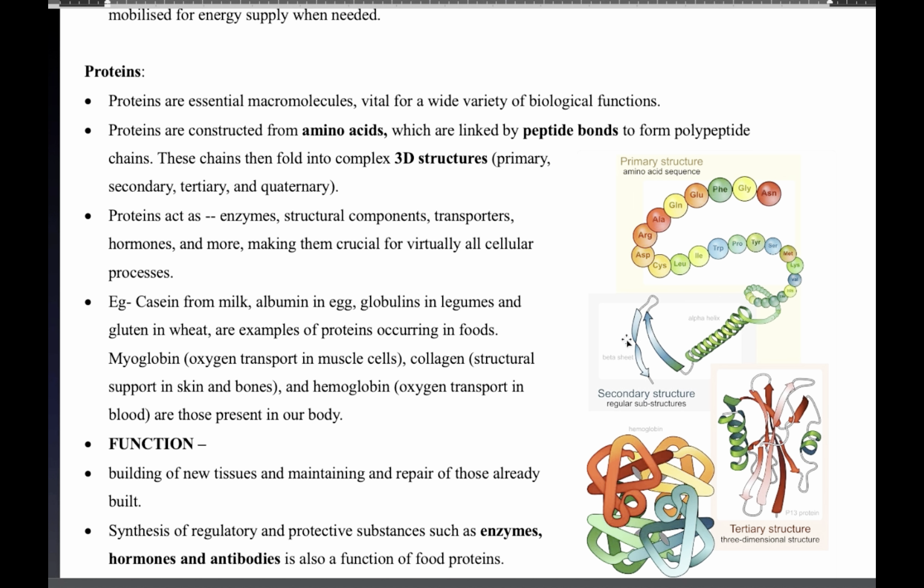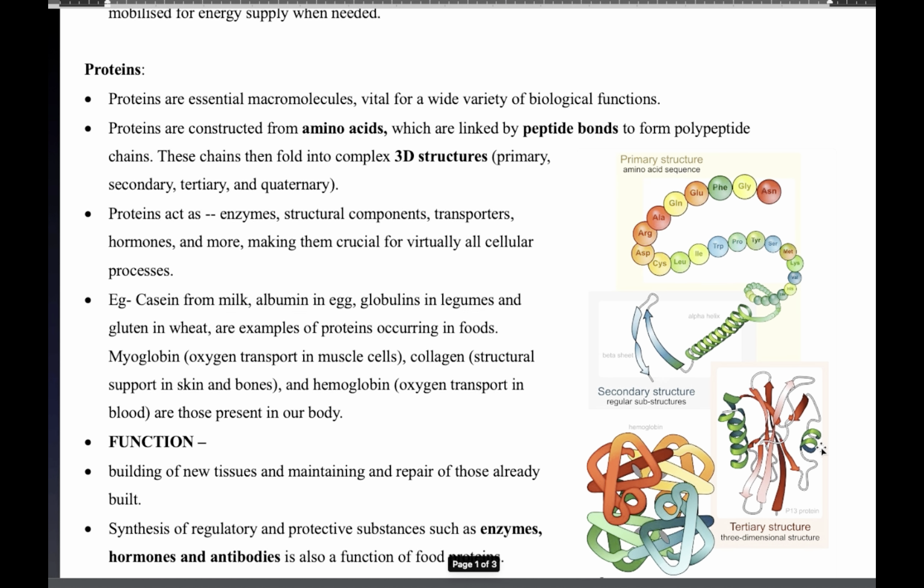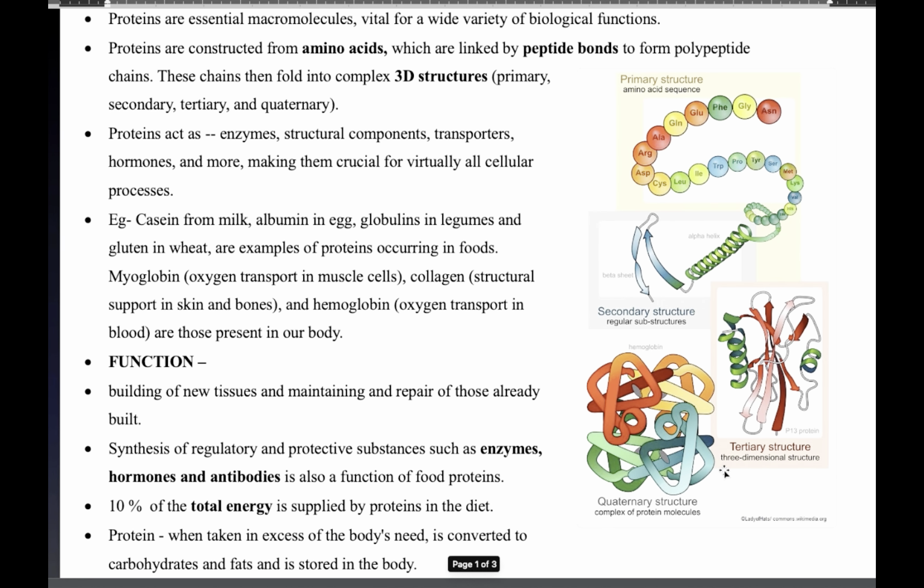This one is the secondary structure. Okay, so this secondary structure then folds further and becomes more complicated into a 3D tertiary structure. Okay, this is a three-dimensional structure. Okay, and in the end, these many tertiary structures or tertiary proteins combine together to form a quaternary structure.